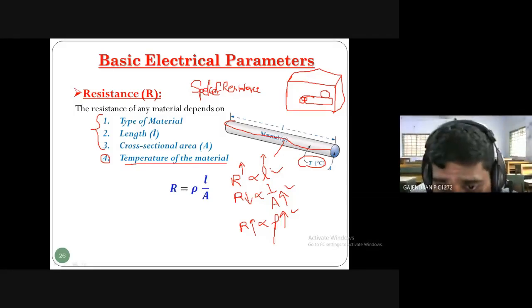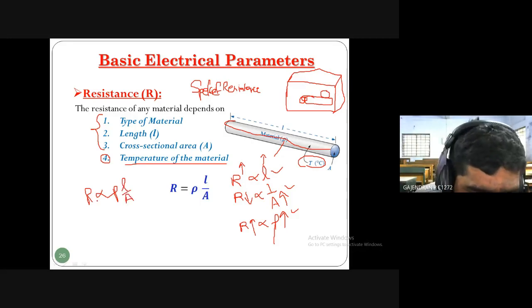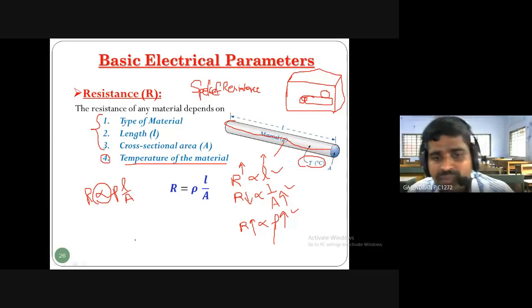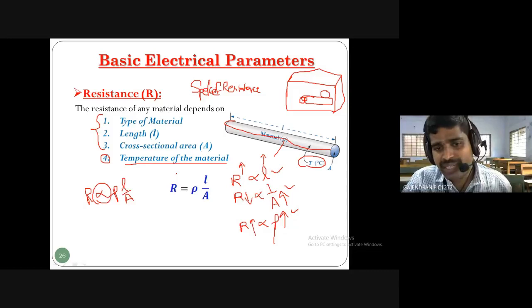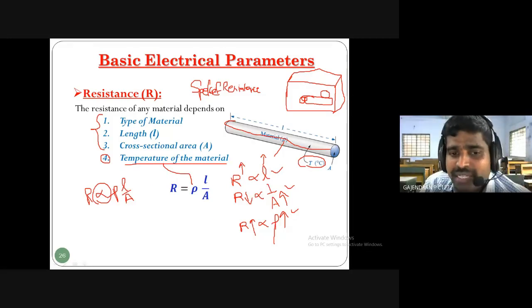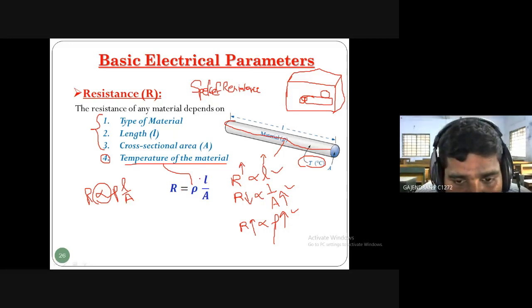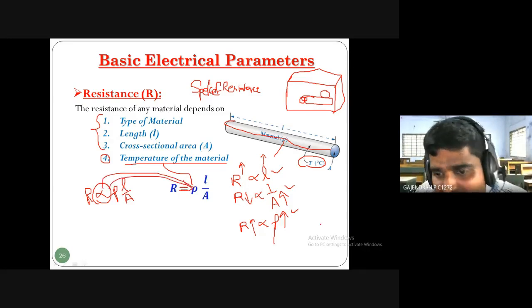Now I want to club all the relations, then I will get the equation as R is directly proportional to rho L by A. Then how will we remove this proportionality constant? Something is hidden here. How? Temperature is the constant one. We couldn't take it into account. Because we kept it constant, we have converted it into an equal sign. Did you understand how the mathematical equation has arrived?